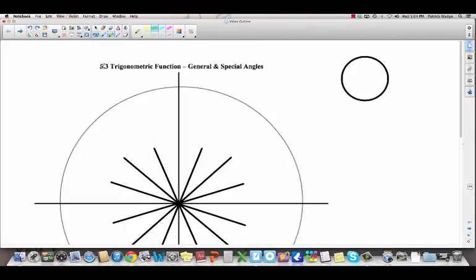Section 5.3 is on trigonometric function. I still think it should say functions, but whatever. General and special angles. We did this last year. We're just going to extend it today.